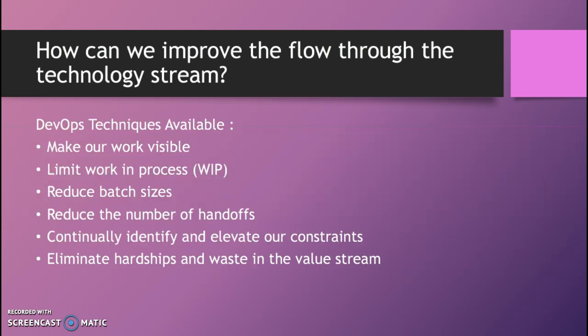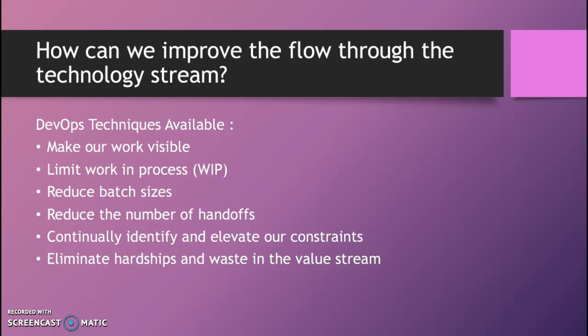So, how can we improve the flow through the technology stream? DevOps techniques are available. These are the things that we can do to improve: make our work visible, limit our work in progress, which is WIP, reduce batch sizes, which is very important, reduce the number of handoffs, continue to identify and evaluate our constraints, and eliminate hardships and waste in the value streams.